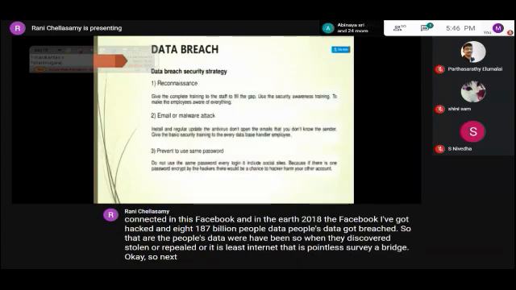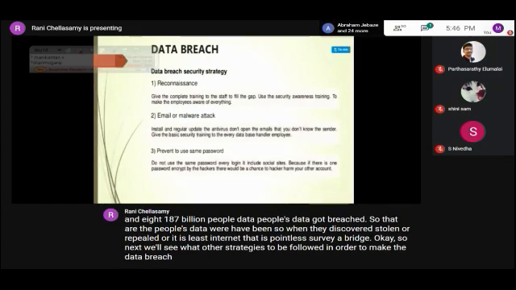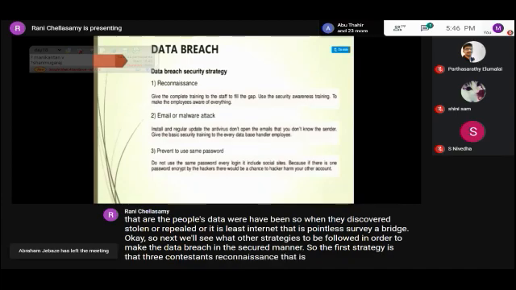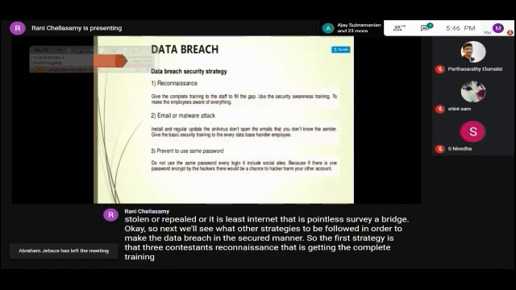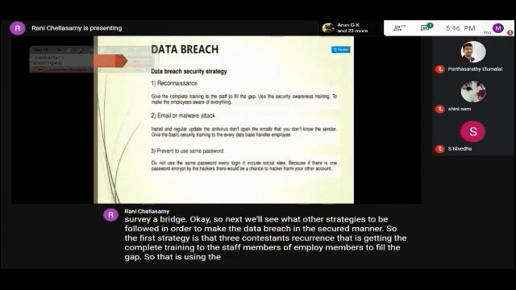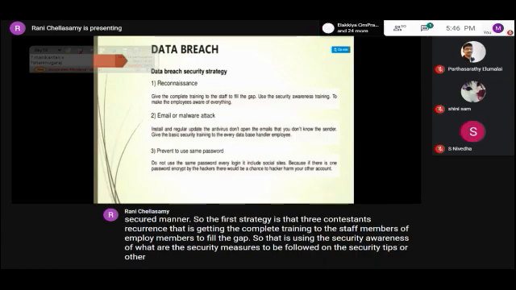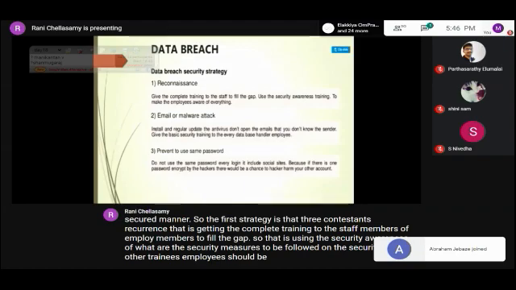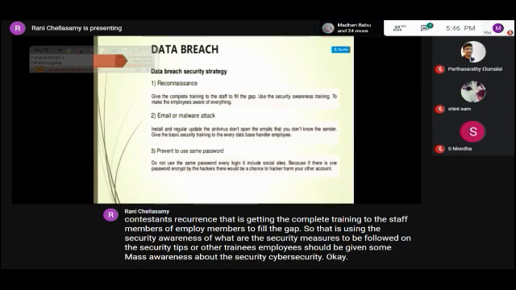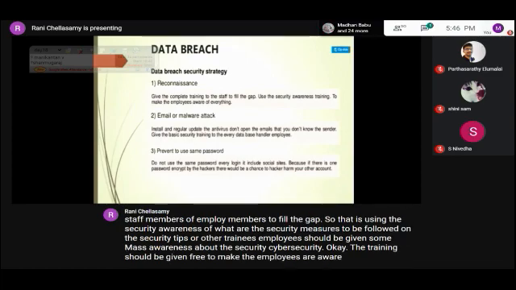Okay. So next we'll see what strategies should be followed in order to protect against data breaches in a secured manner. The first strategy is reconnaissance, that is, giving complete training to the staff members or employees to fill the gap, using security awareness. Employees should be given awareness about the security measures and tips to be followed, about cyber security. The training should be given to make the employees aware of everything.